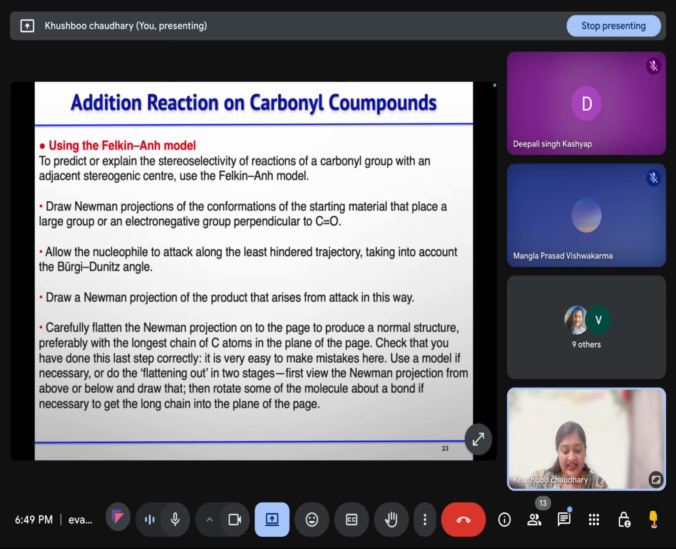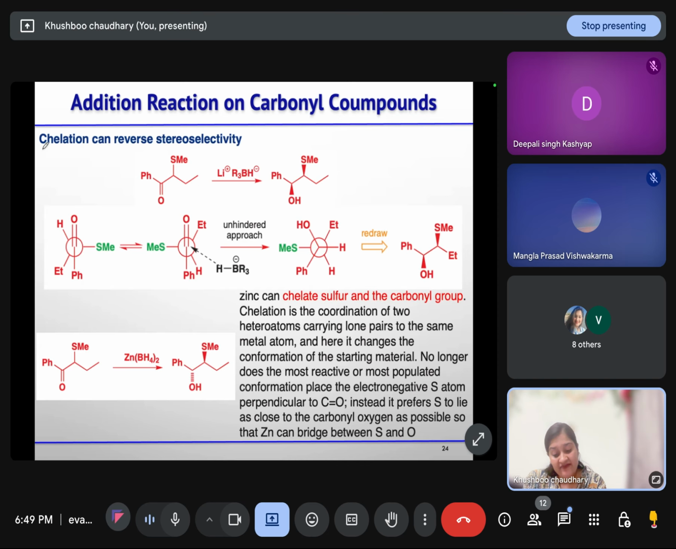Now this is the Felkin-Anh model, and this is how we will use it. We will keep the carbonyl first and the bulkiest group perpendicular to that, and then from the side of the smaller group we will attack the nucleophile. Now, whenever we have a chelation effect, that can reverse the stereoselectivity. How is that so? In this case, you have sulfur at the alpha carbon of the carbonyl carbon, and you are treating it with some hydride source. It will reduce this carbonyl group and you will get an alcohol.